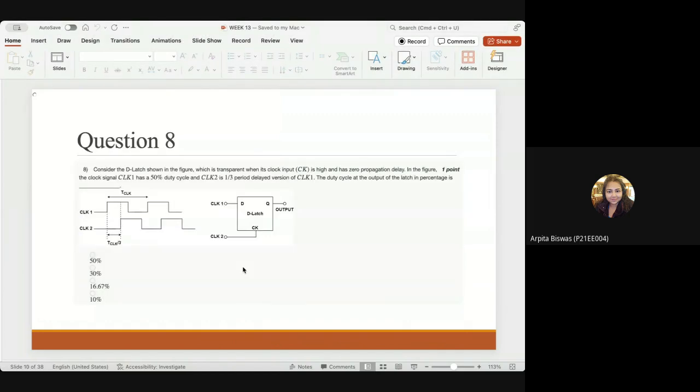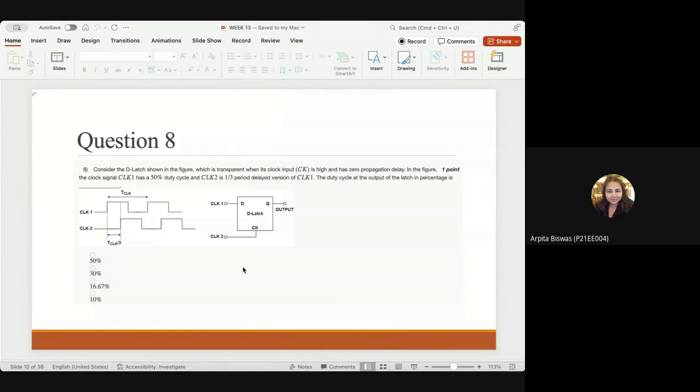This is question number 8. Consider the D latch shown in the figure, which is transparent when the clock input is high and has zero propagation delay. In the figure, the clock signal CLK1 has a 50% duty cycle and CLK2 is a one-third period delayed version of CLK1. The duty cycle at the output of the latch, in percentage, is. So you have to find out the right answer.